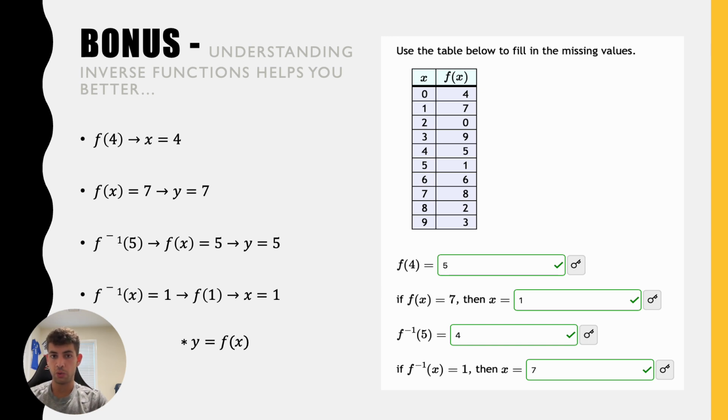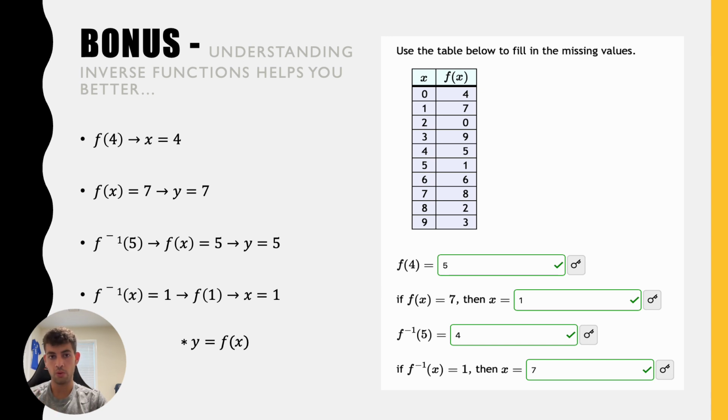Okay, for the first one, f of 4 always means x equals 4. It means when x equals 4, what is the y? If you look at the table, you'll see that when x equals 4, y equals 5. Second one, f(x) equals 7. It means y equals 7. So look at the table again. When y equals 7, x equals 1. So far, so good? Good.